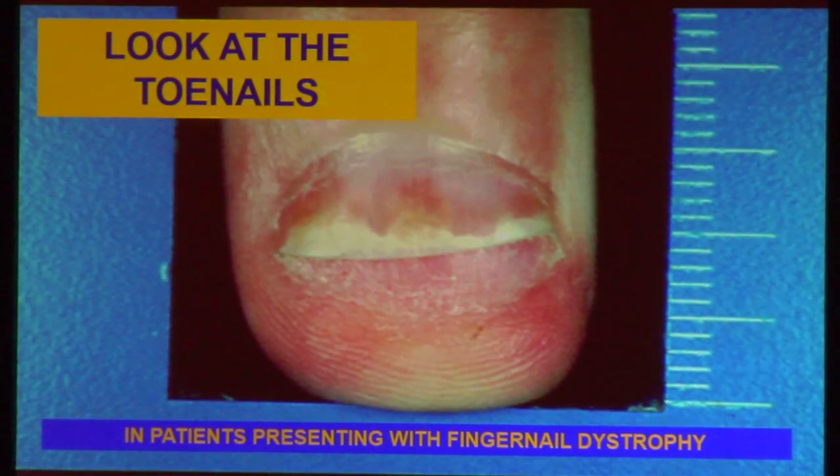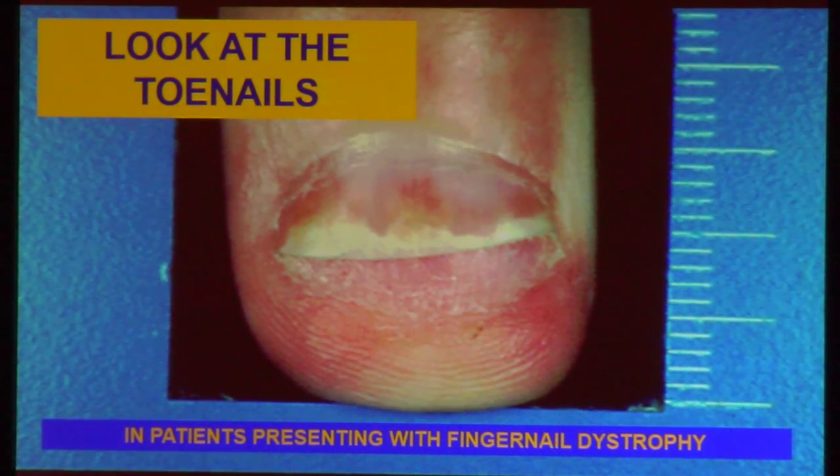When someone comes to you with fingernails, as you see here, I want you to always look at the toenails. So the way to approach a nail is, if they come to you with toenails, you want to look at the fingernails. If someone comes to you with fingernail disease, look at the toenails. Patients who have fingernail dystrophy are unlikely to have onychomycosis of the fingernail unless they have onychomycosis of the toenail.